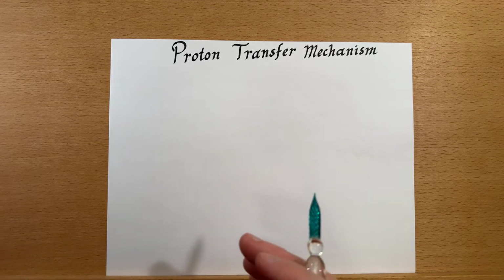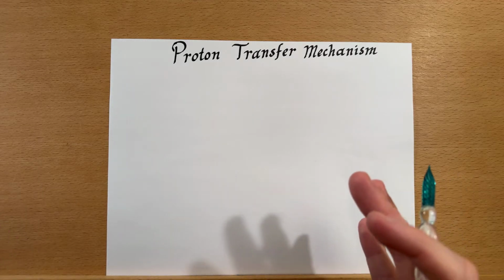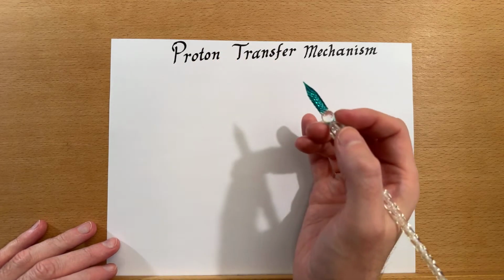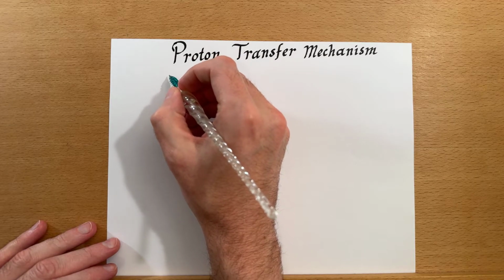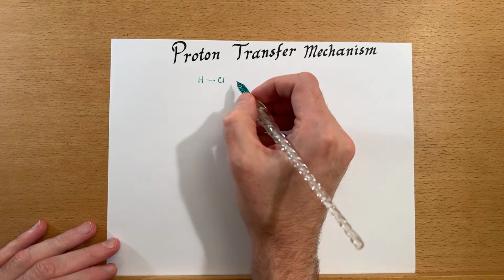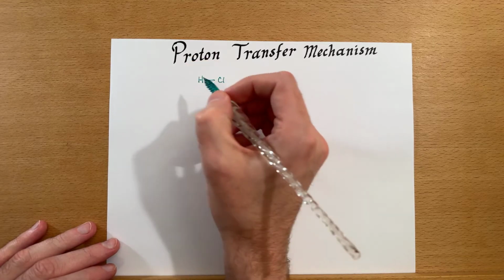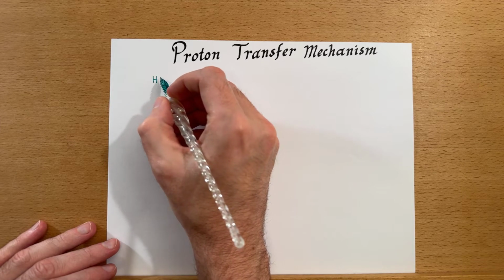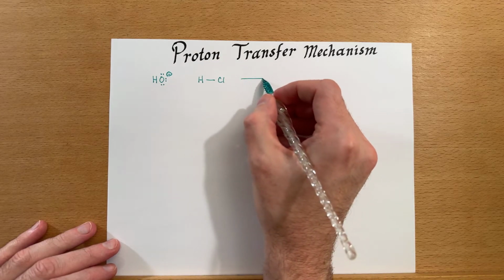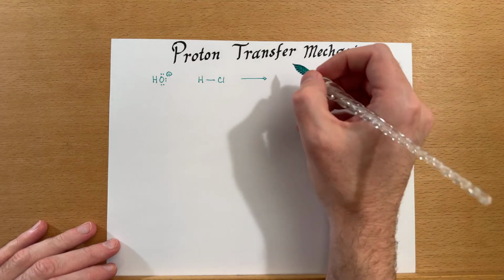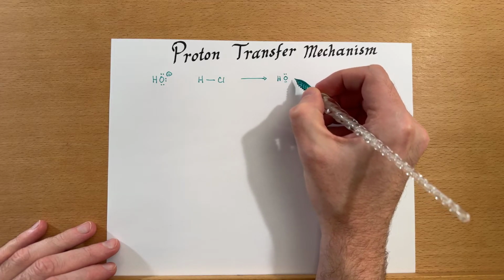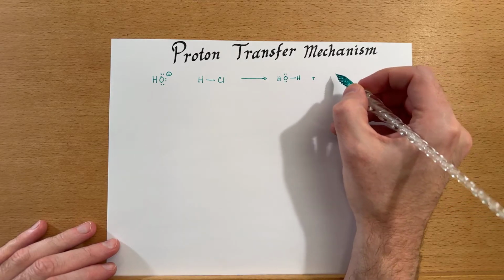Let's look at proton transfer mechanisms, and this goes for typical acid-base reactions. So, in order to have an acid-base reaction, we will have some acid. I like HCl. And we'll have to have a base, and some kind of hydroxide is good for that. And then we will make a conjugate acid plus our conjugate base.